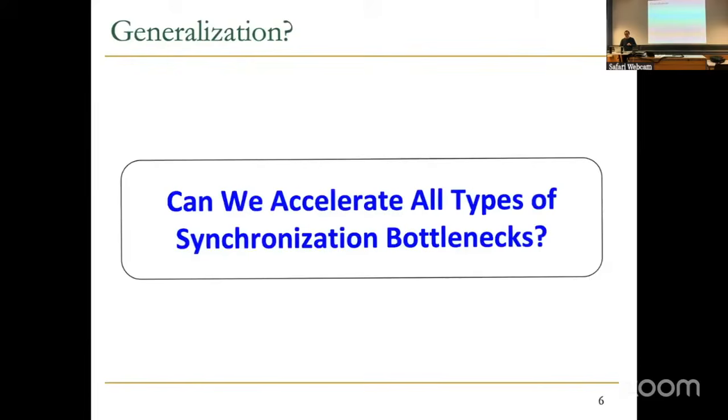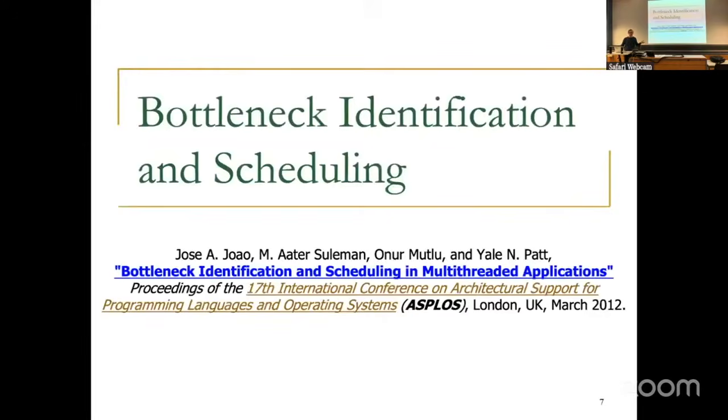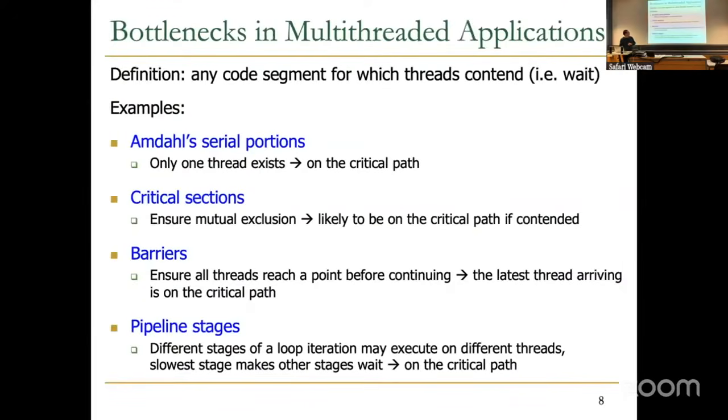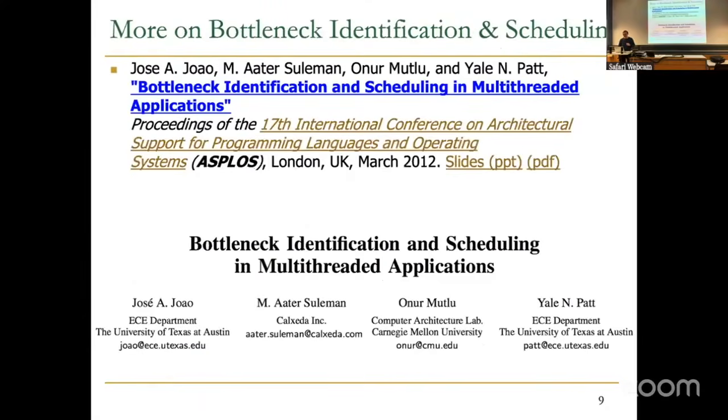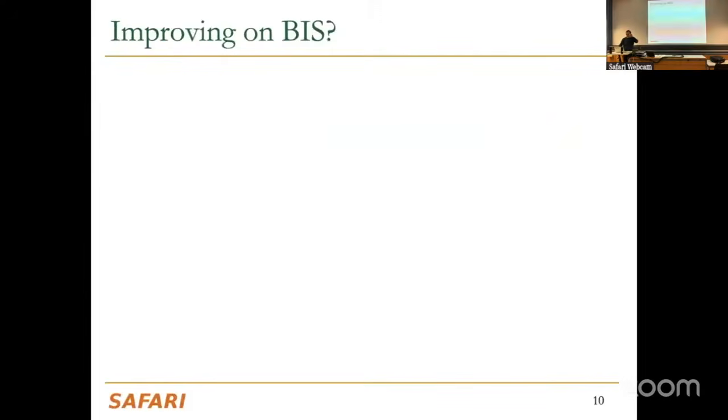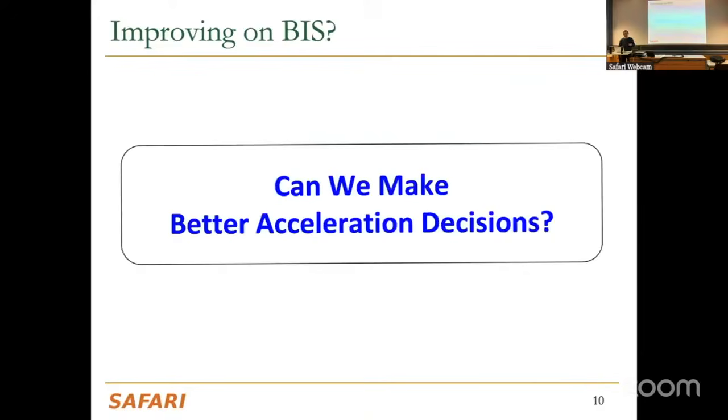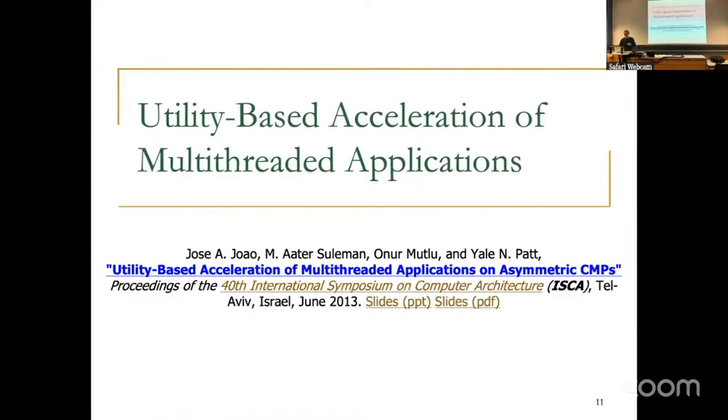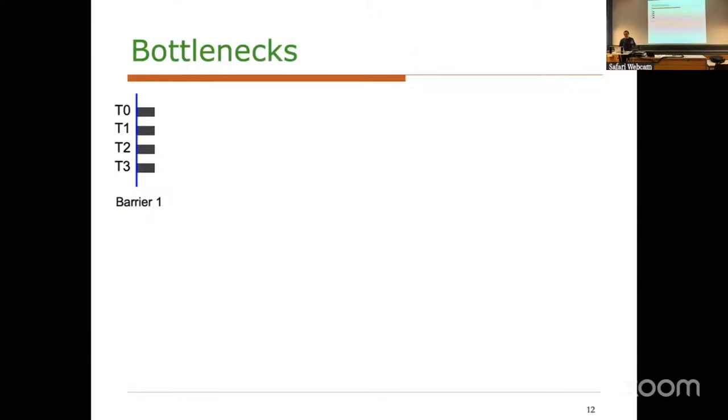And then we kept asking the question, can we generalize this to all types of synchronization bottlenecks in multi-threaded applications? And we came up with a solution, bottleneck identification and scheduling. And that made things faster for different types of bottlenecks, as we have discussed yesterday. And that was the paper. And we also asked the question yesterday at the very end, can we make better acceleration decisions? And I mentioned very quickly that you could actually take into account utility. I will not go into detail over here, but I will show you something that we briefly discussed yesterday.